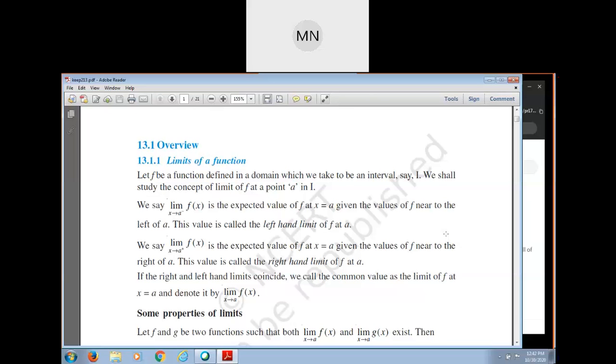Suppose we consider x equals 2. Now see, when we say x approaches 2, x comes toward 2 from both sides, that is, from the right side and also from the left side.